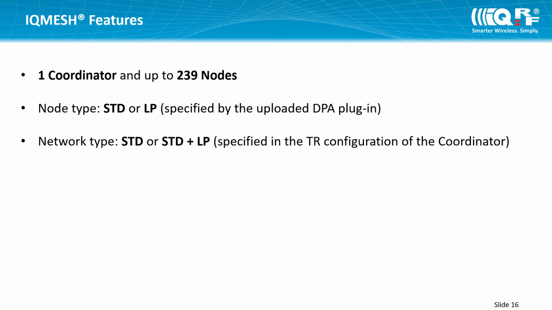There are 2 network types available: an STD network that is faster and works with nodes in standard mode only, and an STD plus LP network that is slower because of longer time slots per hop. This network type works with nodes in STD as well as LP mode. The network type is specified in the TR configuration of the coordinator.